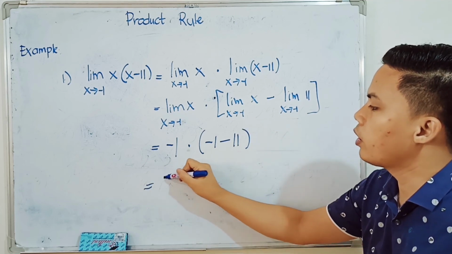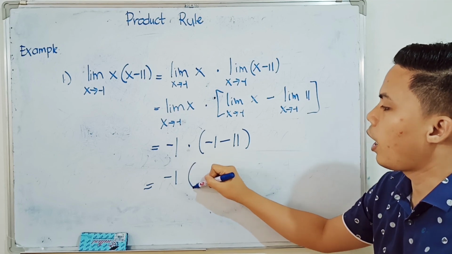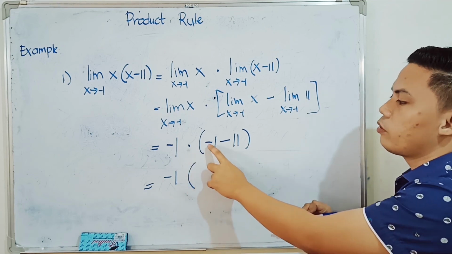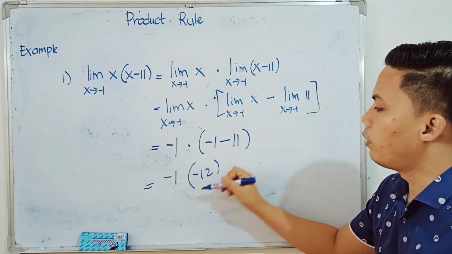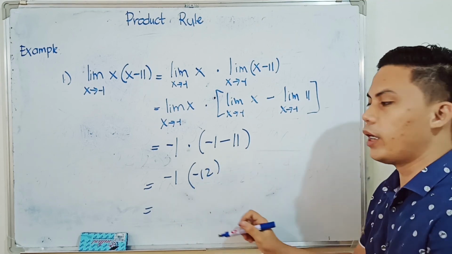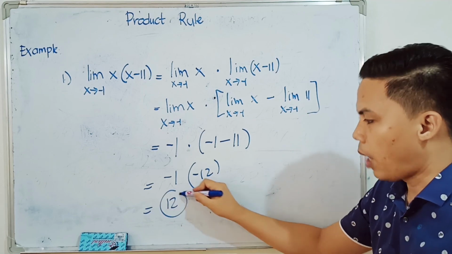And simplify lang natin, we have negative 1 times, pwede natin dilagay ng dot. So, negative 1 minus 11 is negative 12. And finally, we're going to get their product. Then the final answer is positive 12.